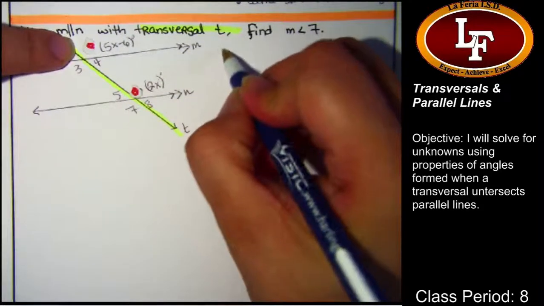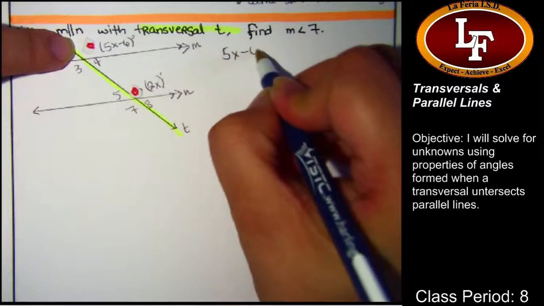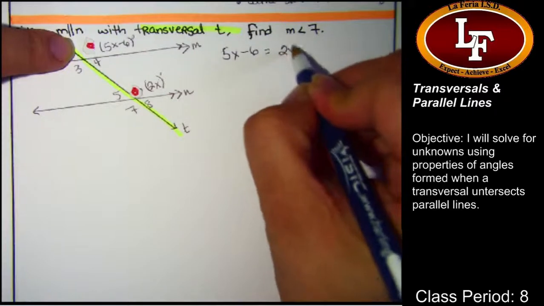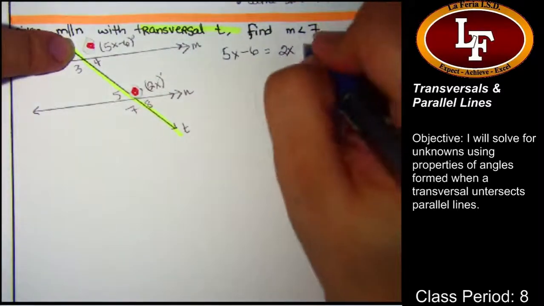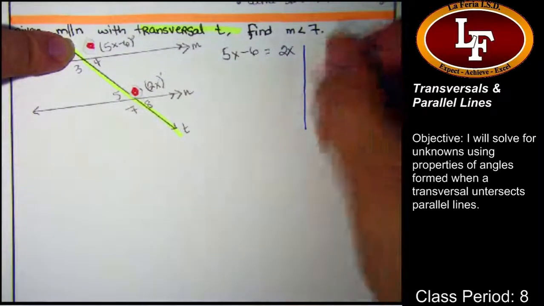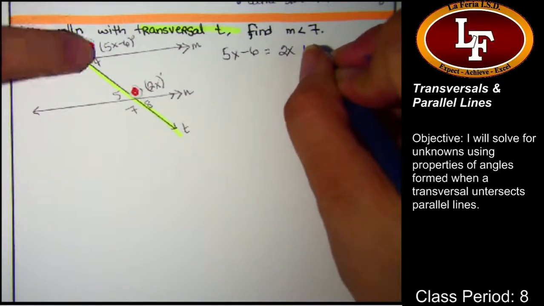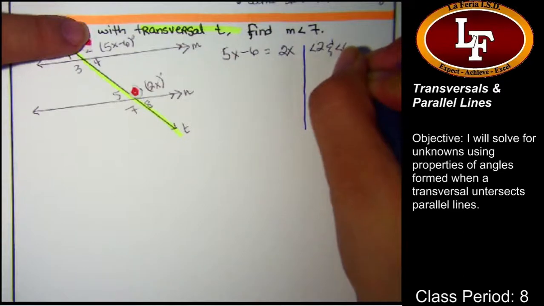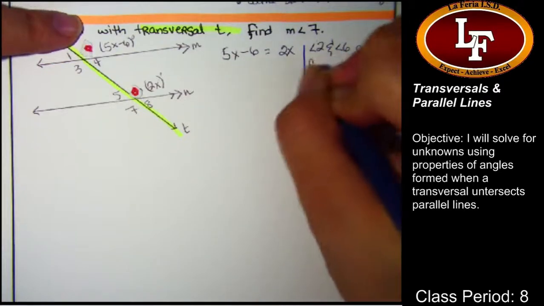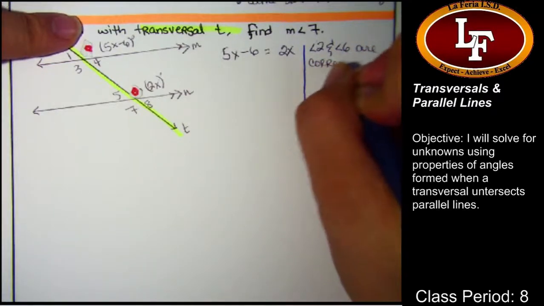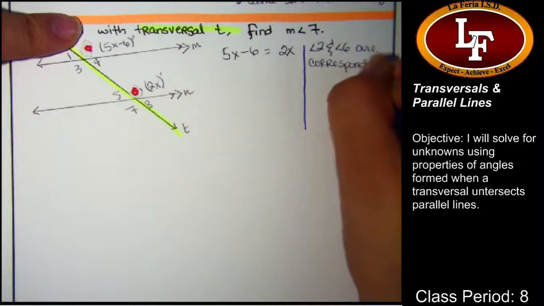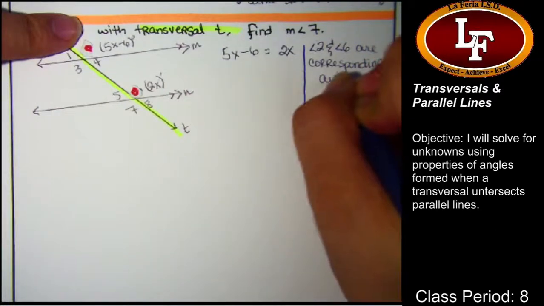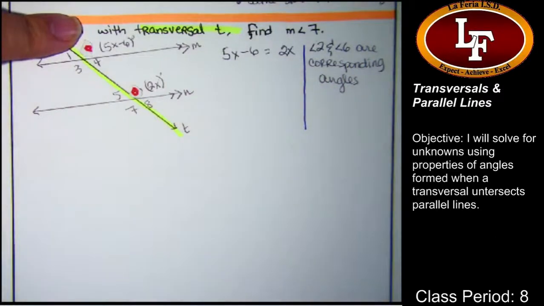I'm going to write that. This measure is equal to this measure. And because we are in geometry now, instead of just straight up algebra, we need to write our reason. Our reason is that angle 2 and angle 6 are corresponding angles. And now it's on to algebra.